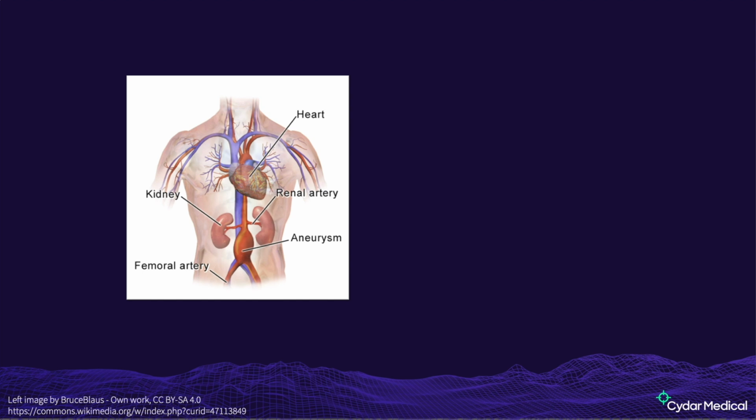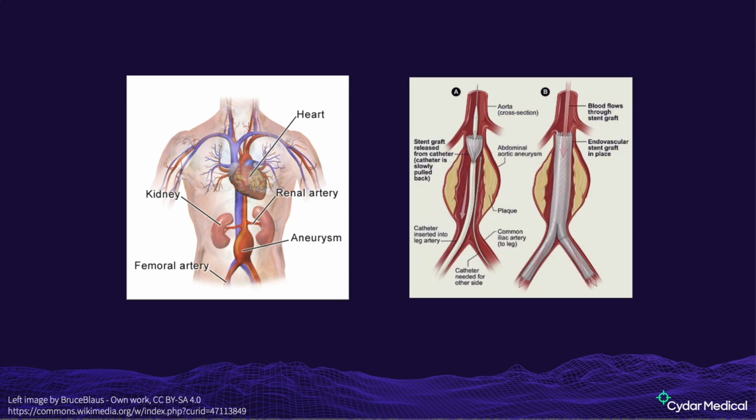So the treatment is conceptually very simple. You get a cloth tube, a graft, and you implant that across the diseased part of the blood vessel. What that does is blood then flows through the tube instead of into the aneurysm, takes the pressure off the aneurysm, and it can stop expanding or start to heal. So the question is, how do you get that graft in there?